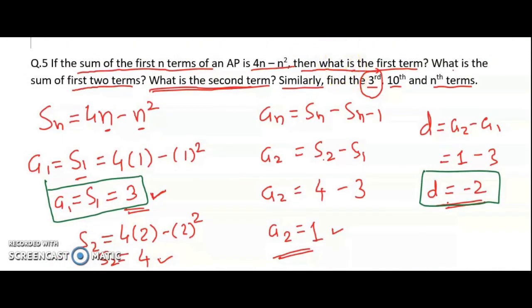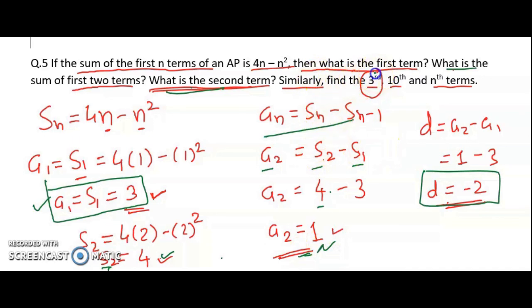So here we get all the answers of this question. First they ask what is the first term, so we get the first term equal to 3. Then what is the sum of first two terms? That is s2, which we got as 4. Then what is the second term? To find the second term, we use the formula an equal to sn minus sn minus 1. So a2 equal to s2 minus s1. s2 is 4 and s1 is 3, so we get a2.